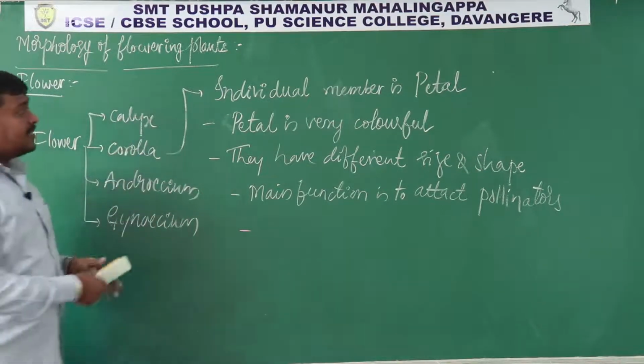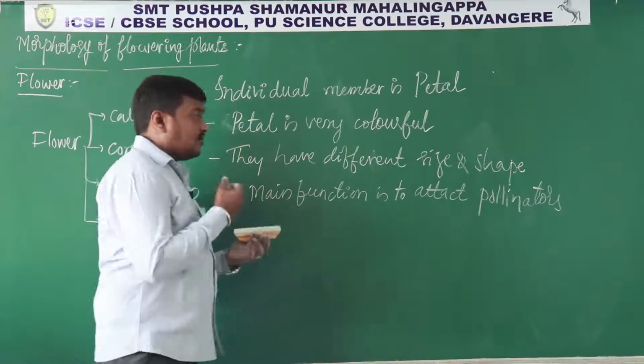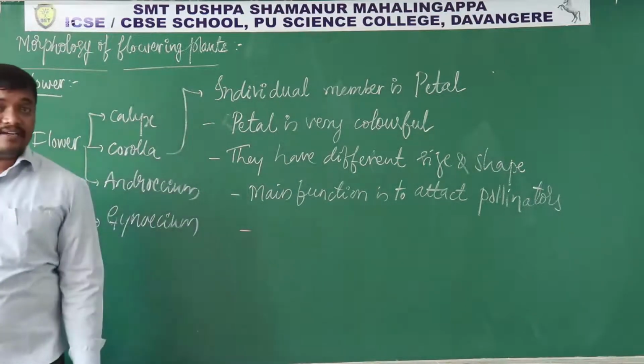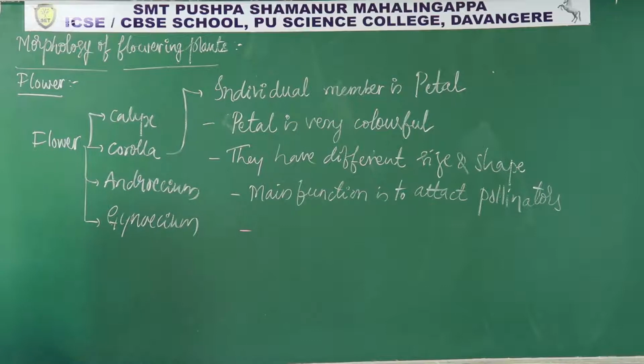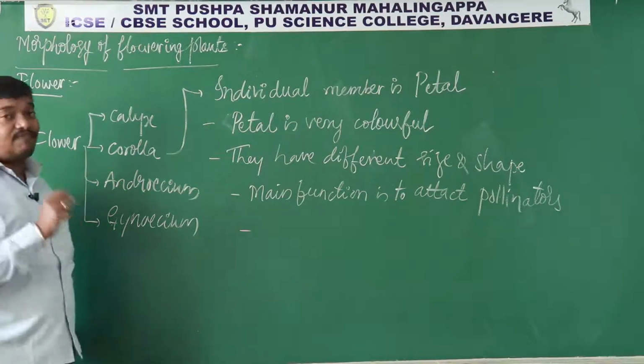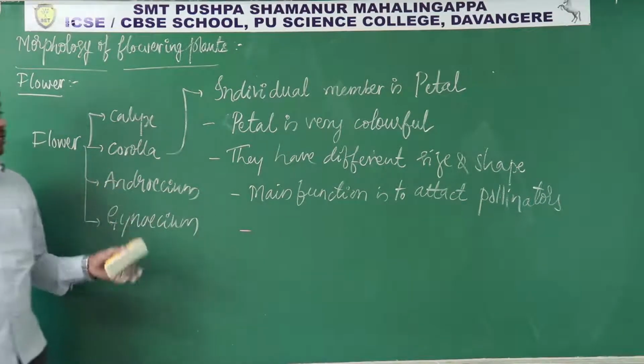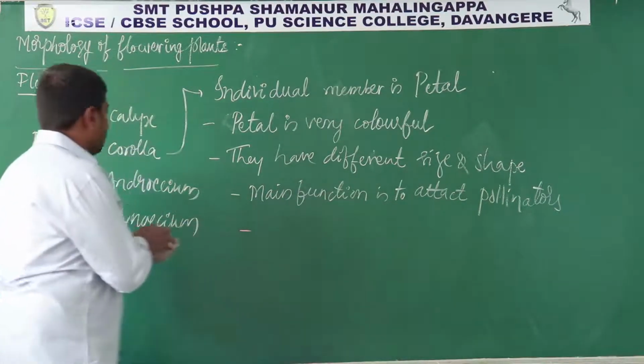So this calyx and corolla are arranged in a specific pattern in a flower. Such an arrangement of calyx and corolla, the arrangement of sepals and petals in a flower, is called estivation. Okay, so let us discuss that estivation also.